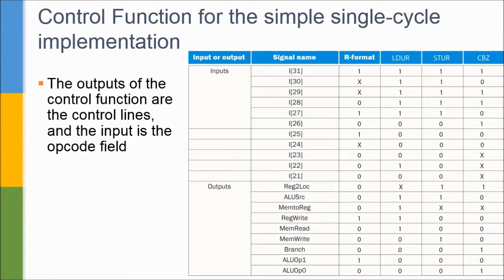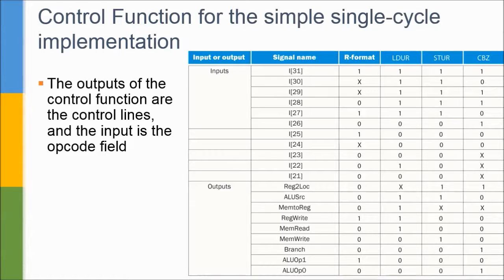Similarly for the store instruction, when we convert it into binary, its opcode field is 11111000000, and the control function generates its output depending on this opcode field. It sets the ALU SRC and memory write signals as asserted and the rest of the signals as deasserted.